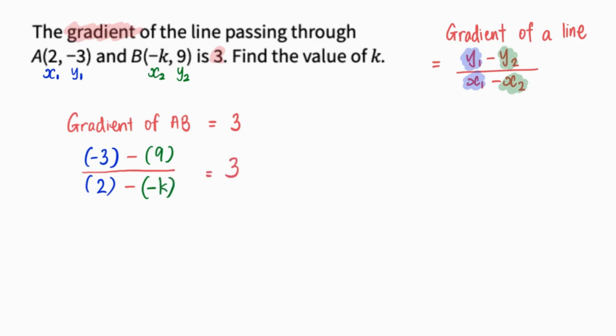This is equals to 3, and we are just required to solve this now. Negative 3 minus 9 will give me a value of negative 12.